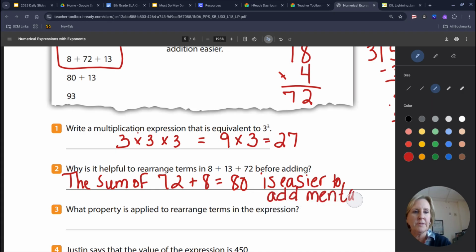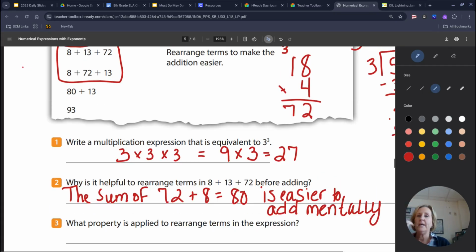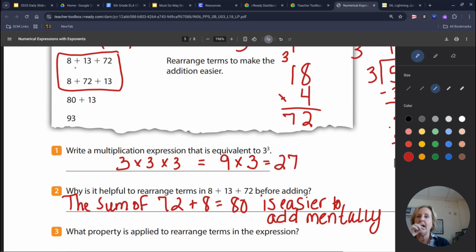So let me prove it to you, okay? What if it had gone and stayed this way? Well then, I don't know about you, I can mentally add 8 plus 13, right? 8 and 13 is what? 21. Wow, that's students coming upstairs. That's 21. Now I can also mentally add 21 and 72 pretty easily together to get 93, but what if I had numbers that weren't easy to add together?